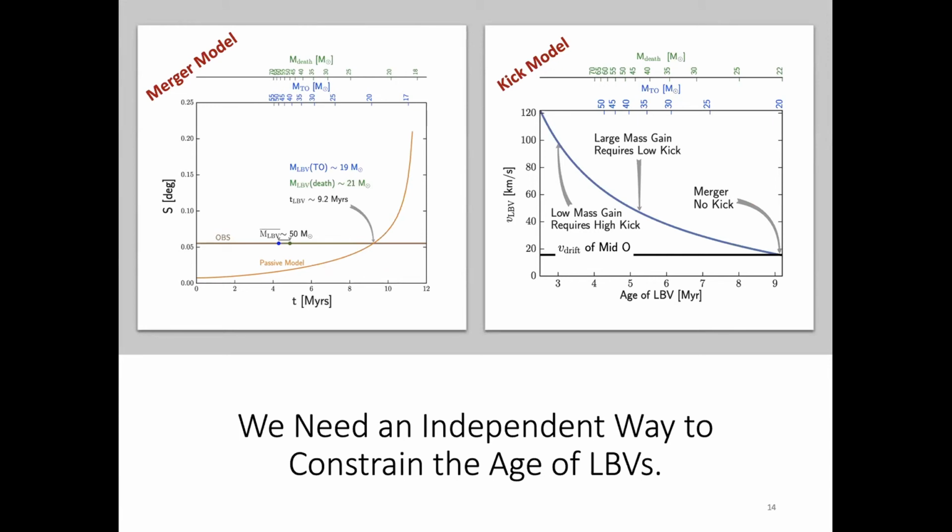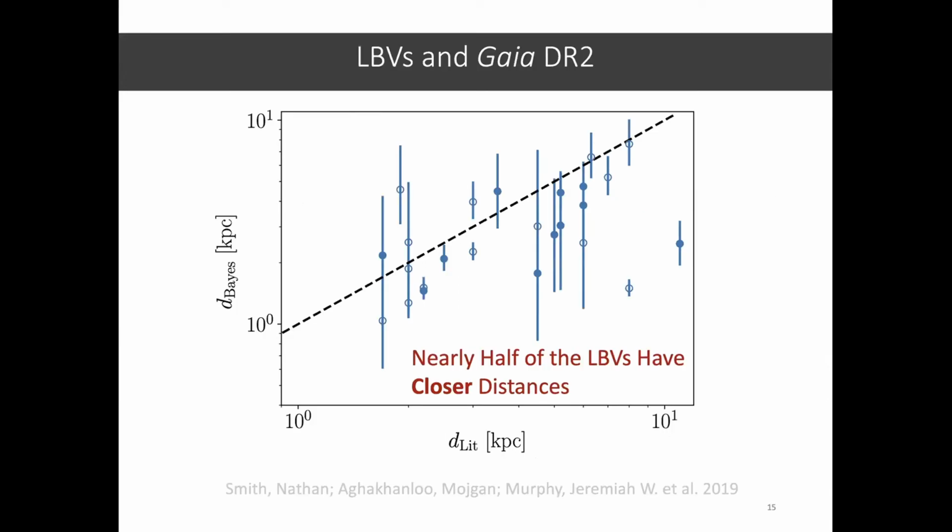However, specifically for galactic LBVs, it's hard to constrain whether they are mergers or they're kick mass gainers or maybe both, because of their uncertain mass and ages. And that is because of their uncertain distances. So using Gaia DR2, we inferred how far away galactic LBVs are. Here you can see our Bayesian inference distances versus the previous distance estimate in the literature. We found that nearly half of them are closer than what was previously estimated in the literature.